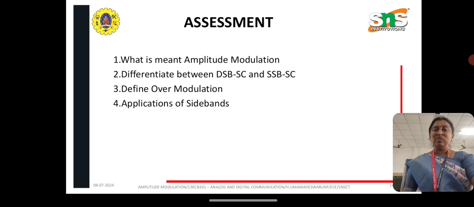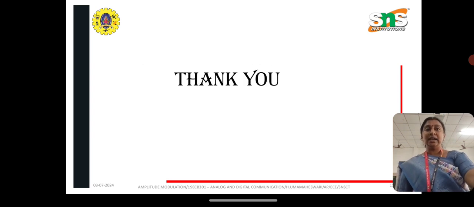Assessment: What is meant by amplitude modulation and how do we differentiate it? How do we define over modulation? And finally, the applications of the sidebands.